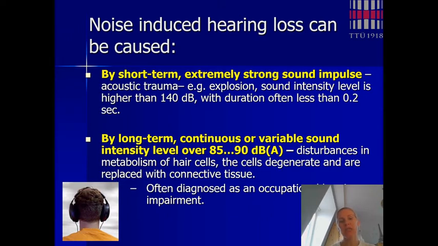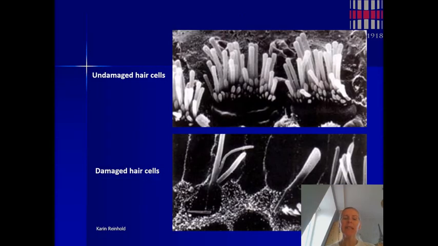The second cause is long-term continuous or variable sound intensity level, which is around 85 to 90 to 100 decibels. And this causes disturbances in the metabolism of hair cells. Those cells degenerate and they are replaced with connective tissue which has no similar function as hair cells. The second cause is often the cause for occupational hearing impairment. Here in this picture you can see undamaged hair cells in the first photo and damaged hair cells in the second photo, where the person definitely has a hearing loss.